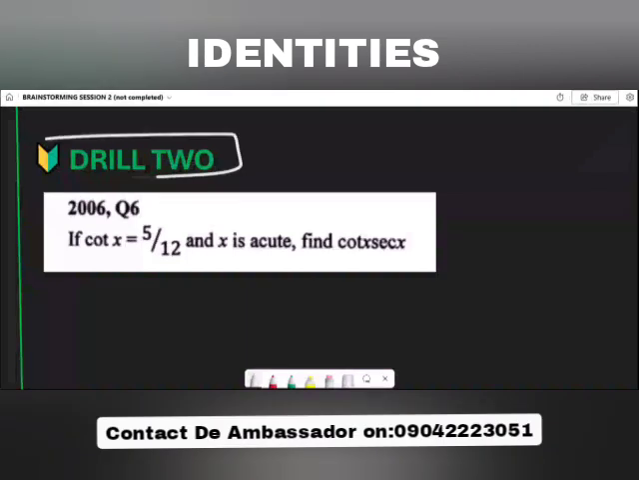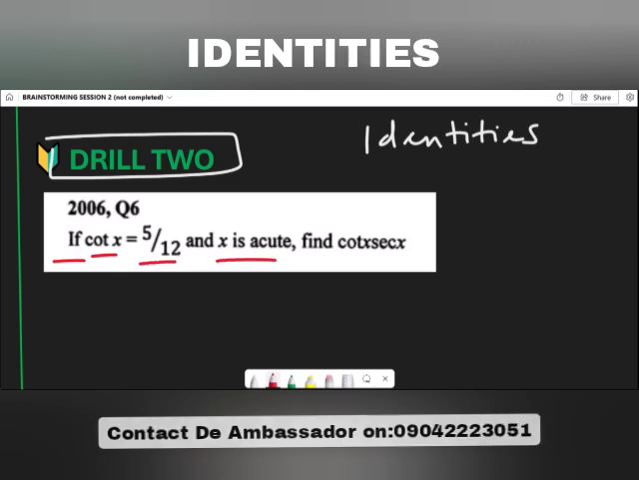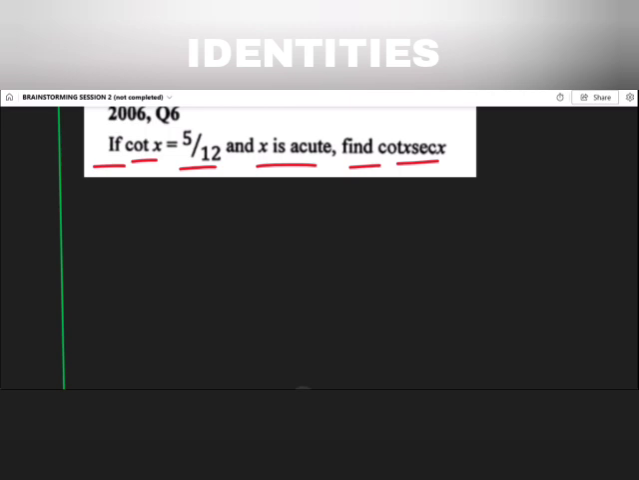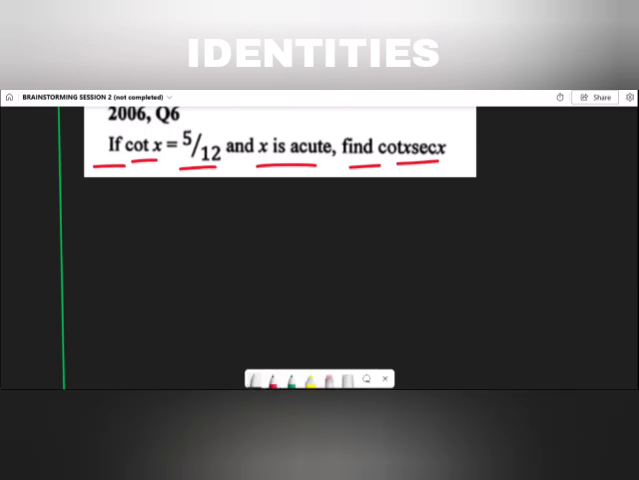We are given a question on identities. In this question we are told that if cos x is equal to 5 over 12 and x is an acute angle, find the value of cos x sec x. At first, we have that the value of cos x is equal to 5 over 12.